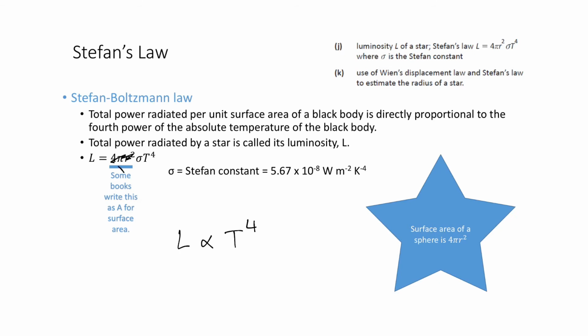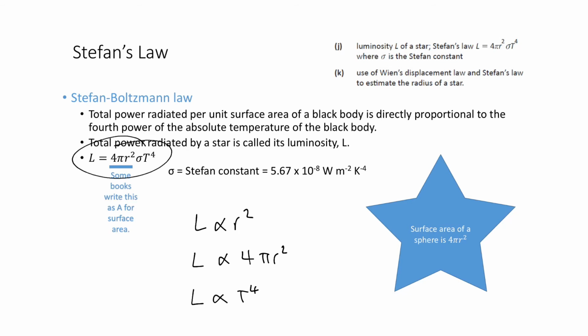And as I've written just here, if you are reading round in different books, A is sometimes used rather than 4 pi r squared. And likewise, you could also say that L is directly proportional to r squared, or L is directly proportional to 4 pi r squared as well. So from that one equation, you can look at quite a few proportionalities.